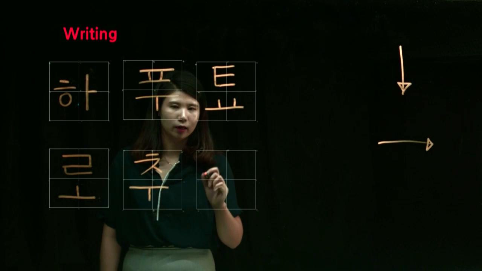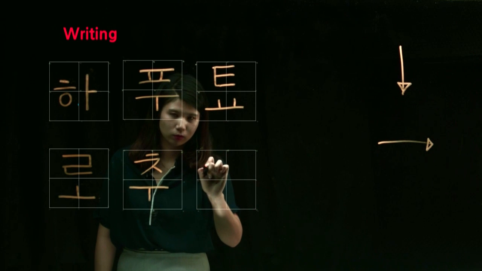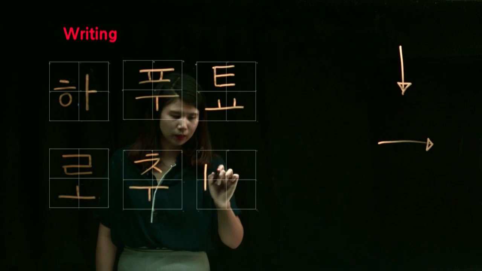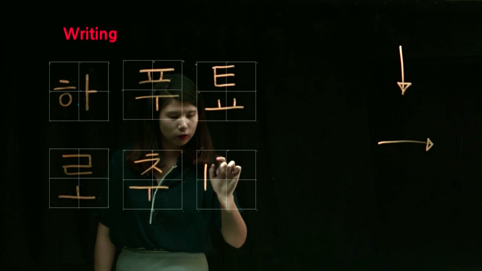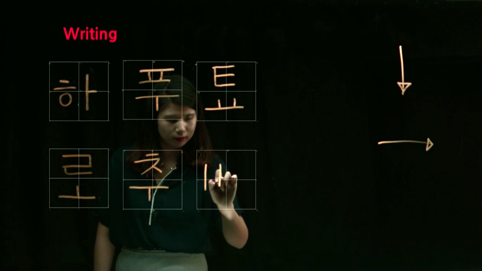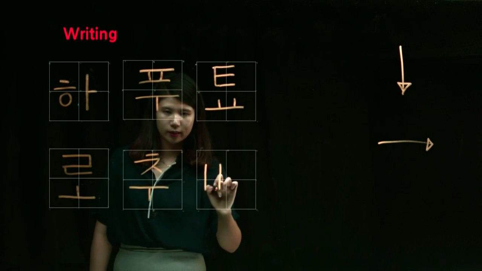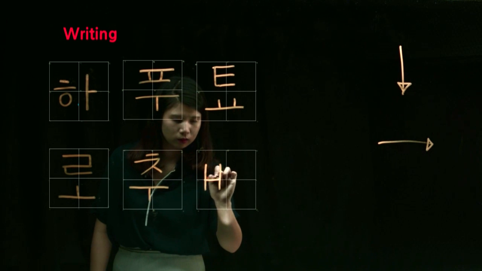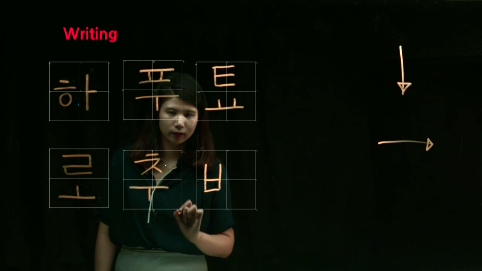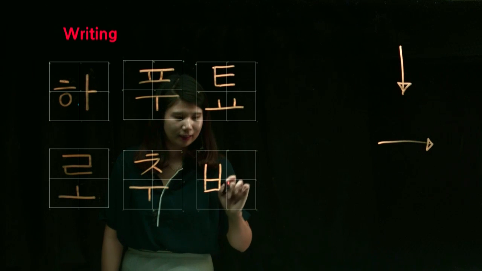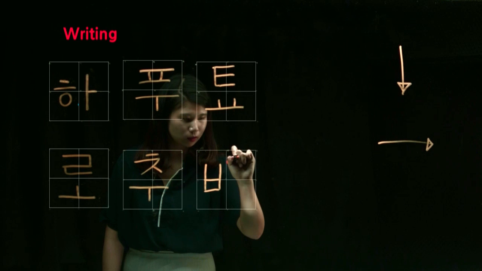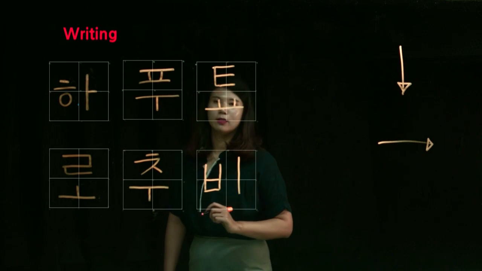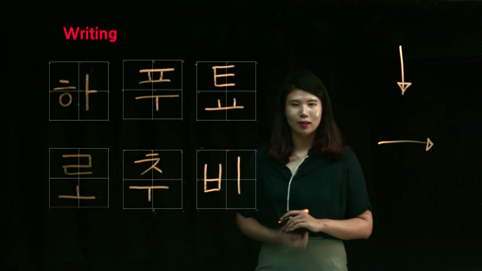And last one we're going to write is p. Okay, b. B goes top to bottom, and the vertical one first, top to bottom, like this. Left, right, and then left to right, top one, bottom one. B, B. And E, of course, top to bottom. P, P. Very good. Okay, it's not that hard, right?